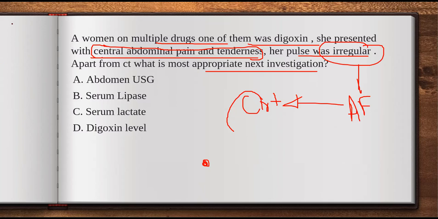But apart from that, what we can do: serum lipase, serum lactate, digoxin level, abdominal ultrasound. Now, digoxin level has nothing to do with ischemia. Serum lactate is a good investigation to do, because when a patient develops mesenteric ischemia, the part distal to the ischemia develops necrosis. In the place of necrosis, there is production of lactic acid because of anaerobic metabolism. So you will develop lactic acidosis, and your serum lactate will be elevated. That's why we do the serum lactate to diagnose this sort of condition.